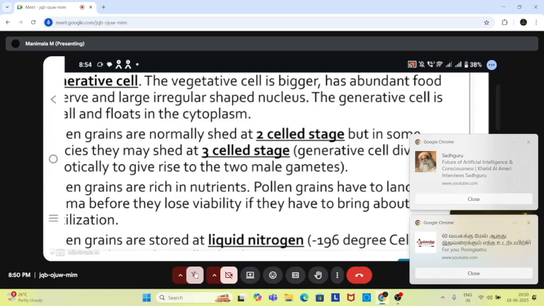Before the pollen grains fall, there is the vegetative cell and the generative cell. The vegetative cell, as I told you, is only for nourishment. The generative cell, the smaller cell, divides mitotically and produces how many male gametes? Two male gametes will be formed. This division happens before the pollen grains are shed at the two cell stage.